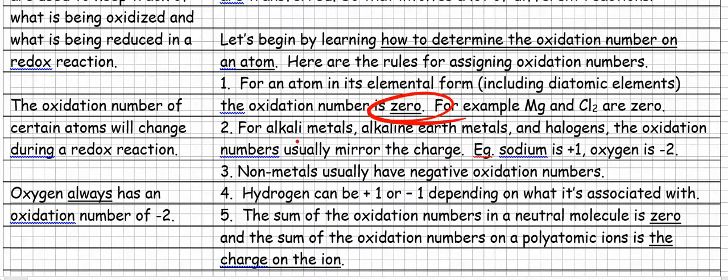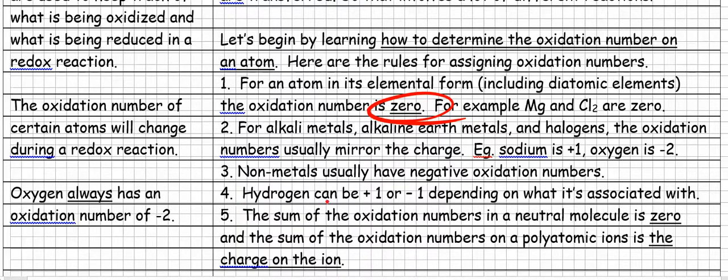Now, for the alkali metals, that's the first column, the alkaline earth metals, second column, and the halogens, that's the 17th column, the oxidation numbers usually mirror the charge. For example, sodium is +1, oxygen in the 16th column -2. Number 3, nonmetals usually have negative oxidation numbers. Nonmetals, those on the right hand of the zigzag line, usually have negative oxidation numbers, usually.